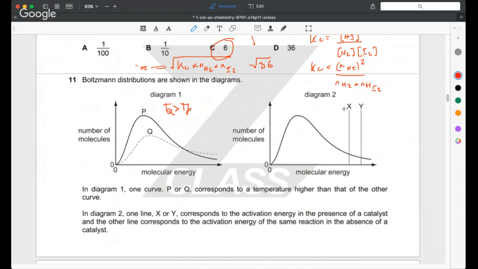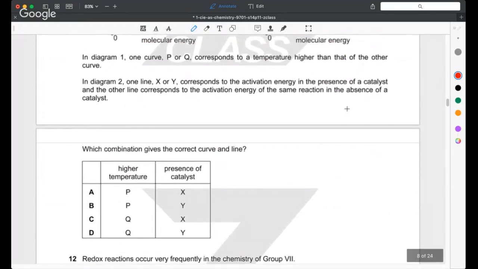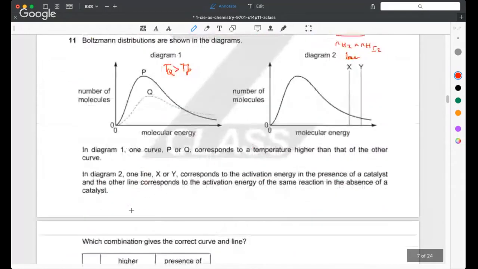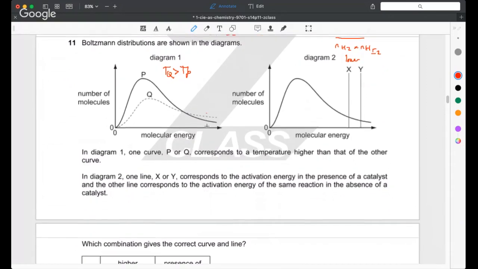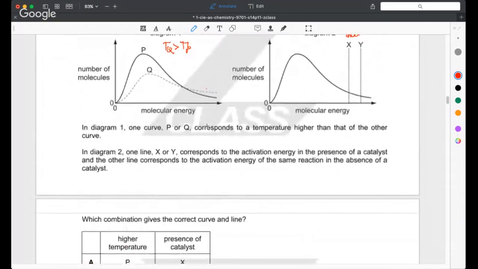And over here, we've got these two activation energies, X and Y, where X is obviously at a lower activation energy than Y. So we then have to look at the table that they've given us here, and the right answer for this one is C, because the higher temperature was obviously this line here, wasn't it? The peak had shifted to the right, and there were more molecules over here with a higher energy. So clearly Q is at a higher temperature.